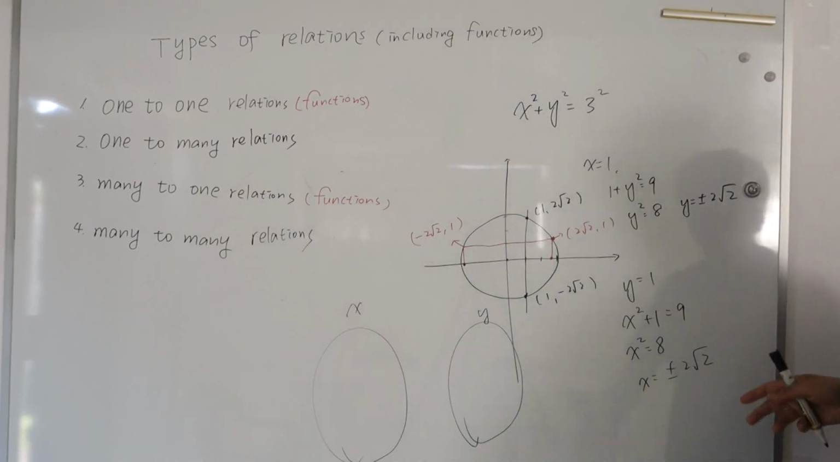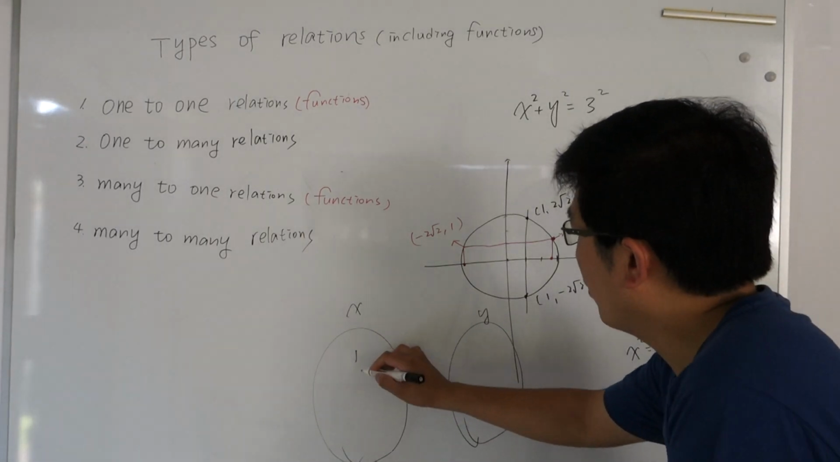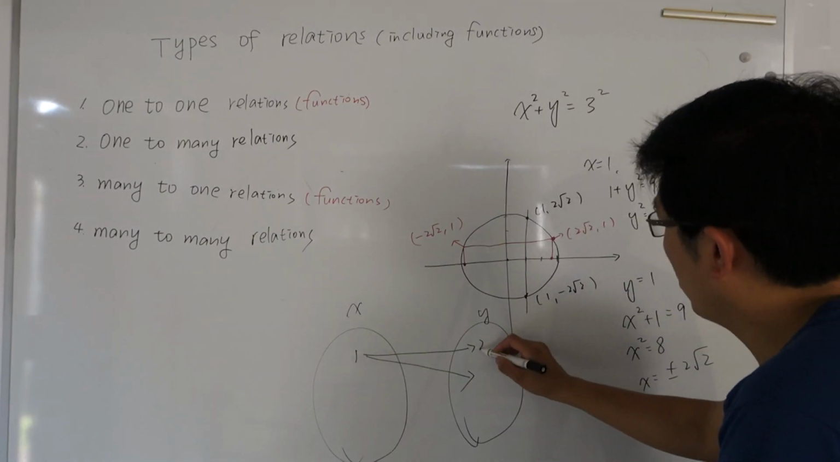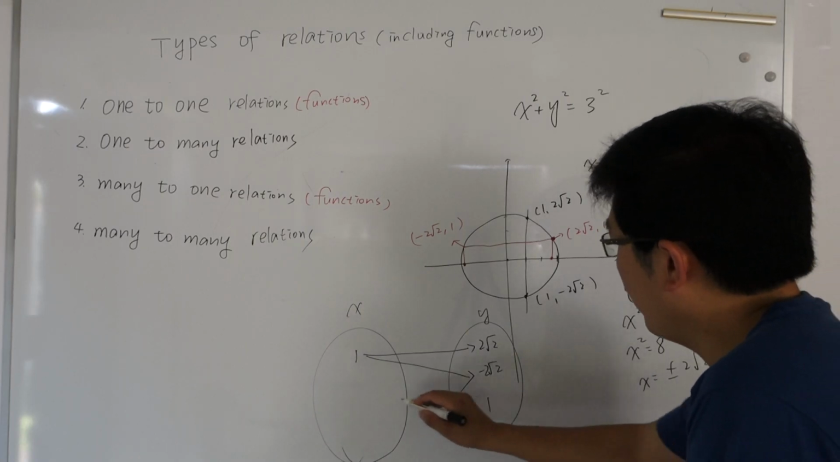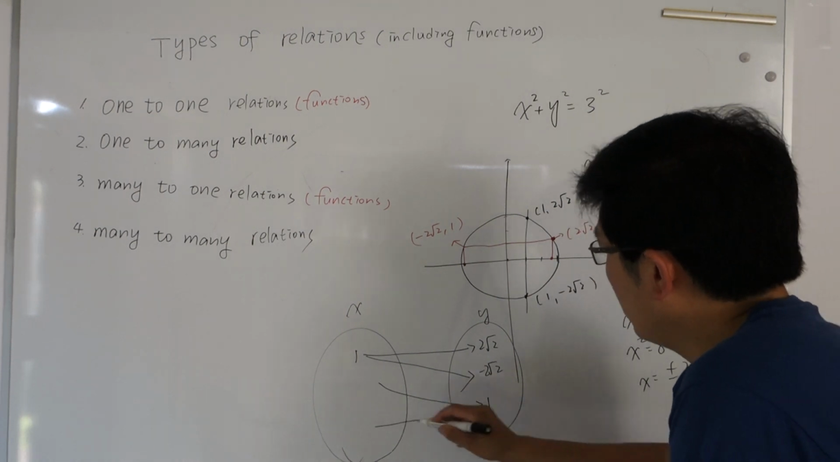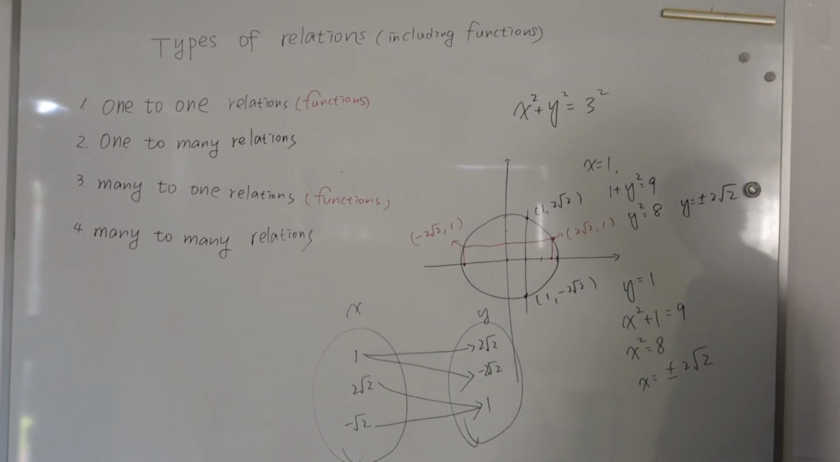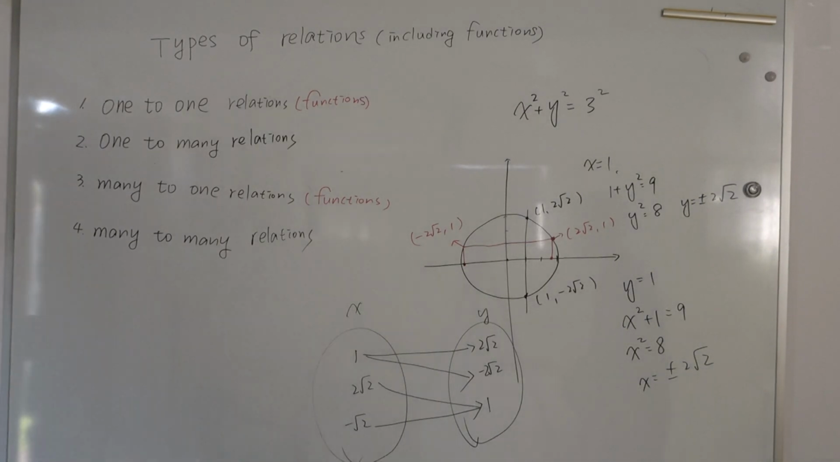So you just solve it. If one x has at least 2 y values, and at the same time y has different x values, it's called many to many. When x equals 1, y can have 2 values, 2 square root 2 and negative 2 square root 2. When y equals 1, you find out x is still 2 square root 2 and negative 2 square root 2. That's called many to many. Okay? Last, the different types of relation.